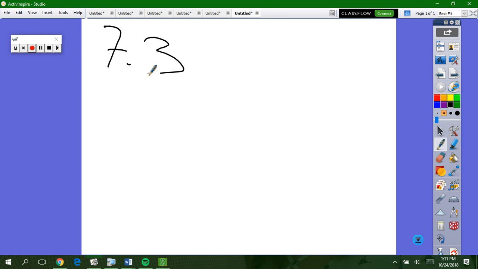Nitty-gritty of their life. Okay, 7-3. Here we go. So, what about the square root of 48? What can we do with him? I'm going to work on a factor tree. Exactly. Okay? So a factor tree.